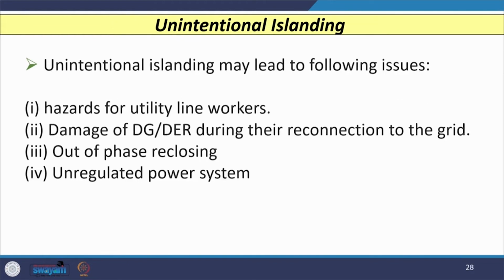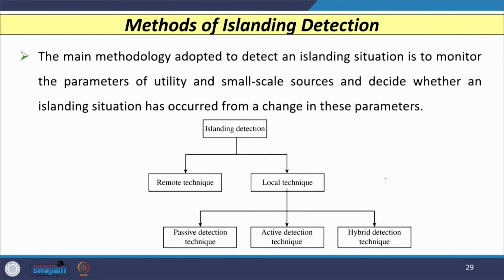But as we have discussed, in case of unintentional islanding, we have issues like hazard to utility or maintenance personnel, possible damage to the distributed generators because of reconnection of the grid, out of phase reclosing, and an unregulated power supply system.